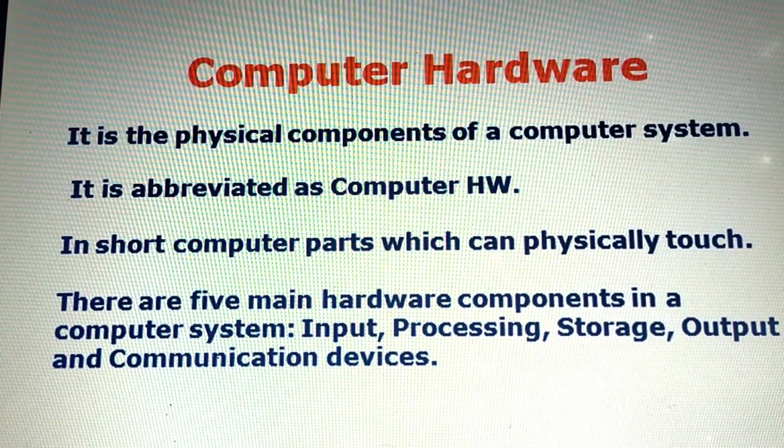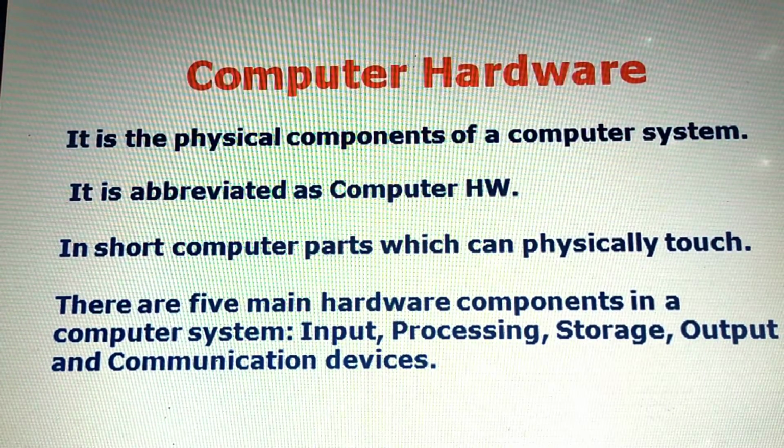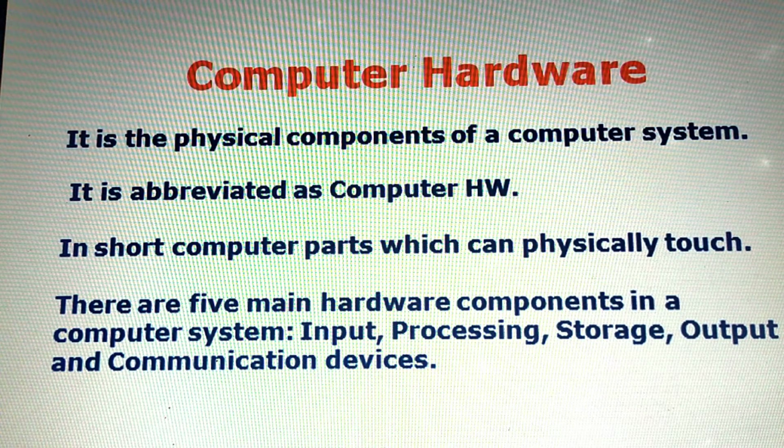Computer hardware. It is the physical components of a computer system. In short, they are computer parts which can be physically touched. There are 5 main hardware components in a computer system. That is input, processing, storage, output and communication devices.